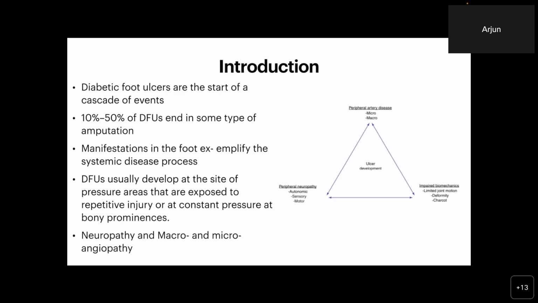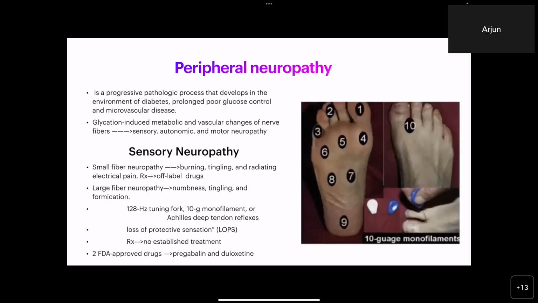This is a picture depicting a triad of peripheral neuropathy, pathobiomechanics, and peripheral vascular disease that leads to ulcer development in the case of a diabetic patient. Coming to peripheral neuropathy, peripheral neuropathy is a progressive pathological process that develops in the environment of diabetes, prolonged poor glucose control, and microvascular disease. Glycation-induced metabolic and vascular changes of the nerve fibers result in sensory, autonomic, as well as motor neuropathy in the lower extremities. Patients often present with a combination of small as well as large fiber neuropathy.